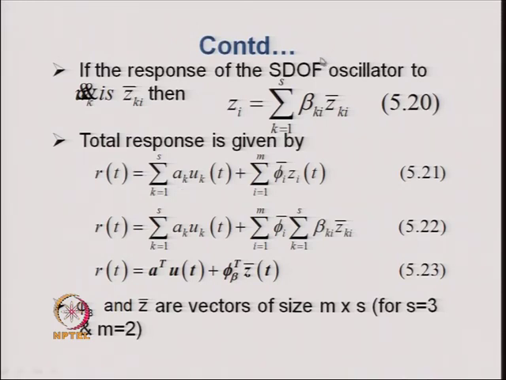Substituting z i t from this equation, we finally obtain equation 5.22, and this equation can be written in a compact form in matrix notation, that is R T becomes equal to a transpose u t plus phi b transpose z bar t, where phi b and z bar are vectors of size m into s. Say the number of supports is 3 and the number of modes that we consider is 2.